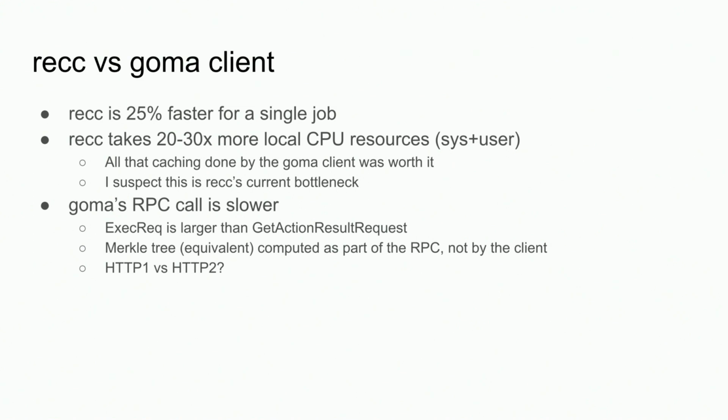And while Goma's RPC call is slower, it's not that much slower, and it's also doing more work on the server side than on the client side. There's also differences in the protocol. It's using Proto 2 versus Proto 3 in RE API, and it's HTTP1 instead of HTTP2. I haven't dug into these yet, but we'll see if that makes much of a difference later on.